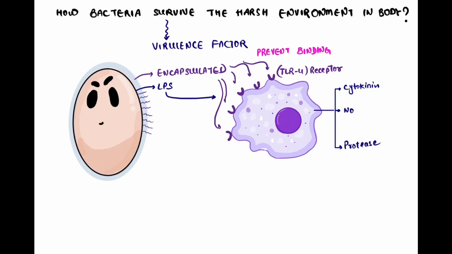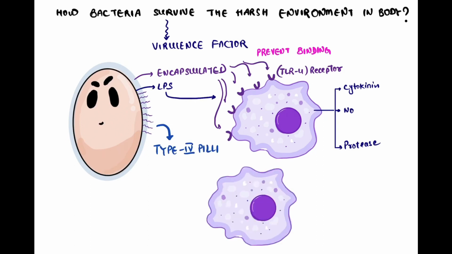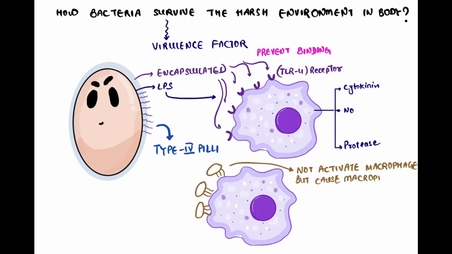Oh, there is an interesting thing. The macrophage is not activated here, but rather they also have type 4 pili. Type 4 pili can bind to the macrophages and do not activate them, but cause the macrophages to phagocytose. So they do not activate the macrophages. Rather, the only thing is that the macrophages phagocytose the bacteria.